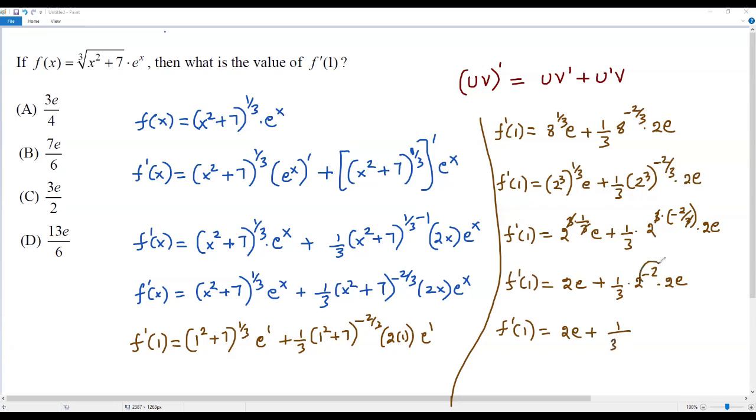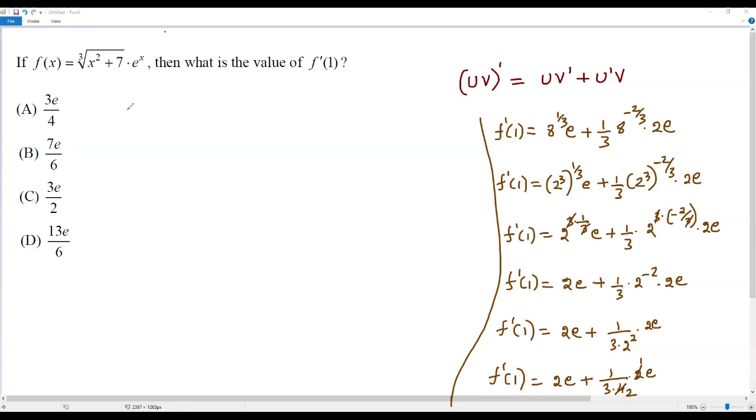So here, since we have a negative exponent for this 2, it can be moved to the denominator. When it is moved to the denominator, this negative exponent will become positive, that is 3 times 2 to the second power times 2e. Then we get f prime of 1 equals 2 times e, plus 1 over 3 times 4 times 2e. Okay, here 2 goes into 2 1 times and 2 goes into 4 2 times. Okay, now let me erase some stuff and continue the problem.